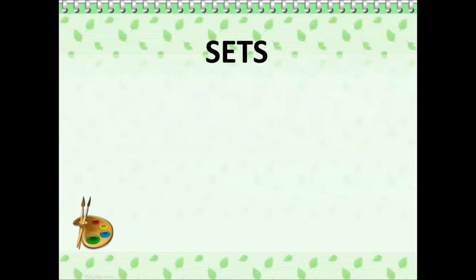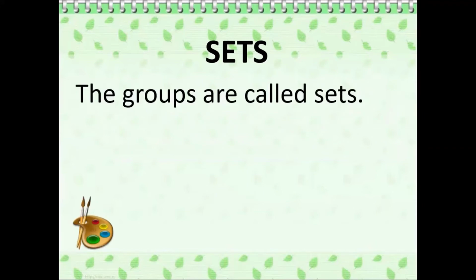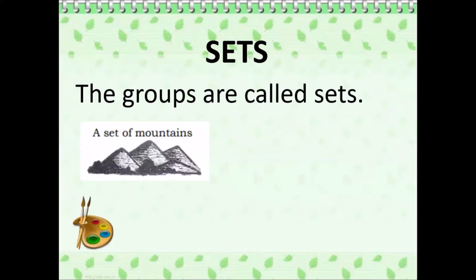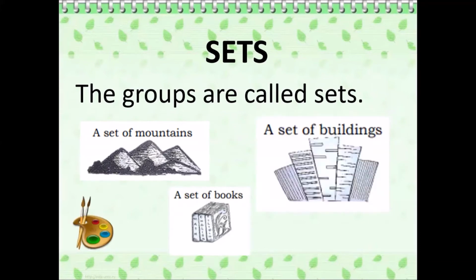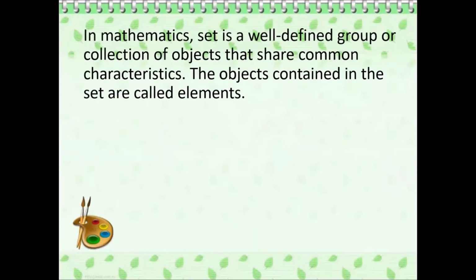Now let us discuss and define sets. The groups are called sets. Example, a set of mountains, a set of books, or a set of buildings. In mathematics, a set is a well-defined group or collection of objects that share common characteristics, and each object is called an element.